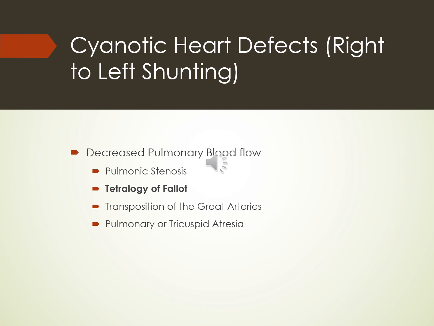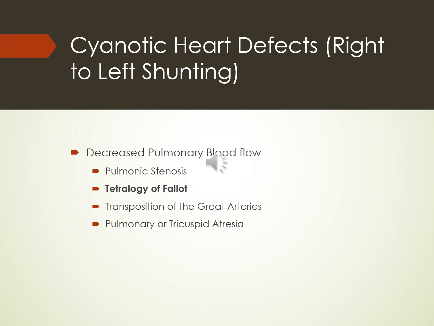Cyanotic heart defects, right to left shunting. With this, you have the pulmonary blood flow that is decreased. So you can have pulmonary stenosis, which is a narrowing of the pulmonary valve or artery that results in an obstruction of blood from the ventricles. With tetralogy of Fallot, there are 4 defects seen with this. You have a ventricular septal defect, pulmonary stenosis, an overriding aorta, and a right ventricular hypertrophy.